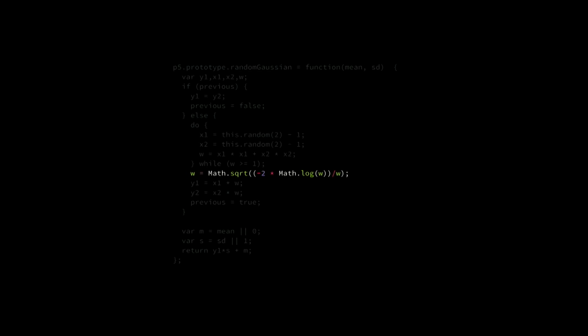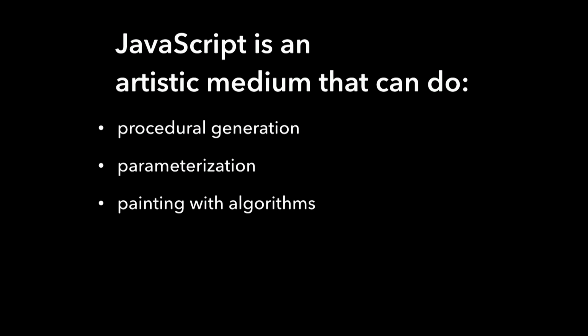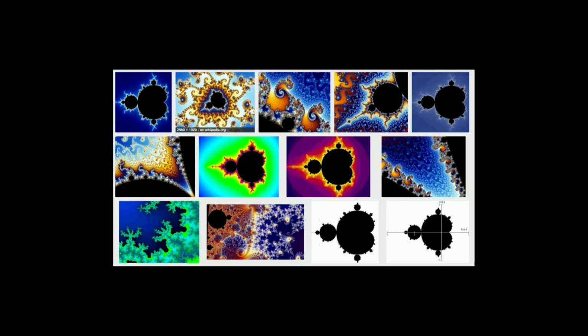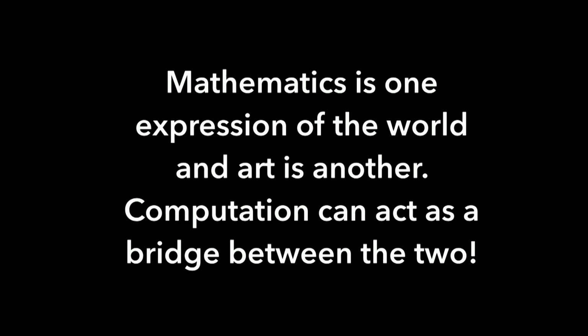And one way of viewing what JavaScript is doing in this case is that it's painting with algorithms. So on the screen is a mathematical formula for Mandelbrot fractals, which are shapes that could be found in nature. Now, I believe that mathematics is one expression of the world, and art is another, and that computation can serve as a bridge between the two.